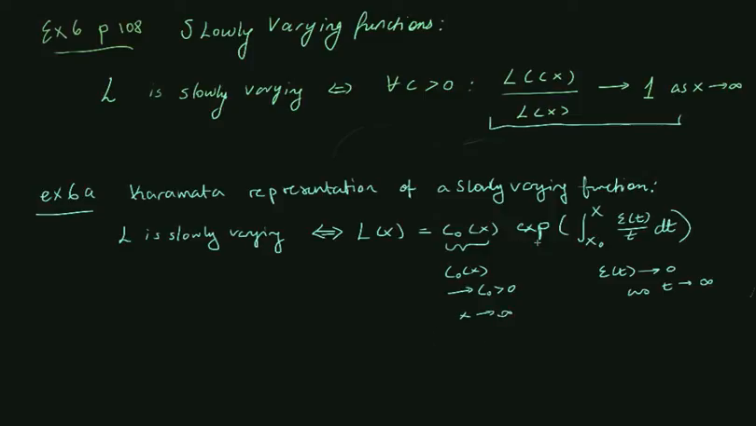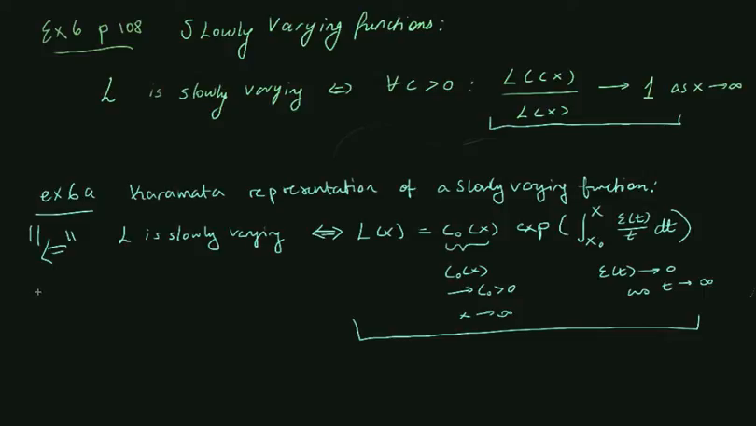So what we want to show in 6a is that if we have any function that can be written up as such, then that function is slowly varying. So what we'll be doing in 6a is showing that if we write a function up in this way, then plug this function into the criteria for slowly varying, then it will satisfy that criteria. So what we'll be showing in 6a is this part of the Karamata representation theorem.